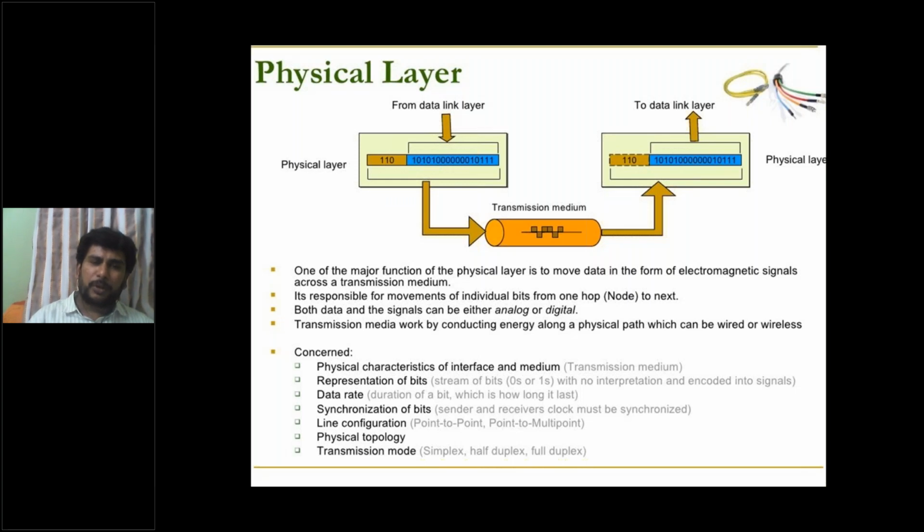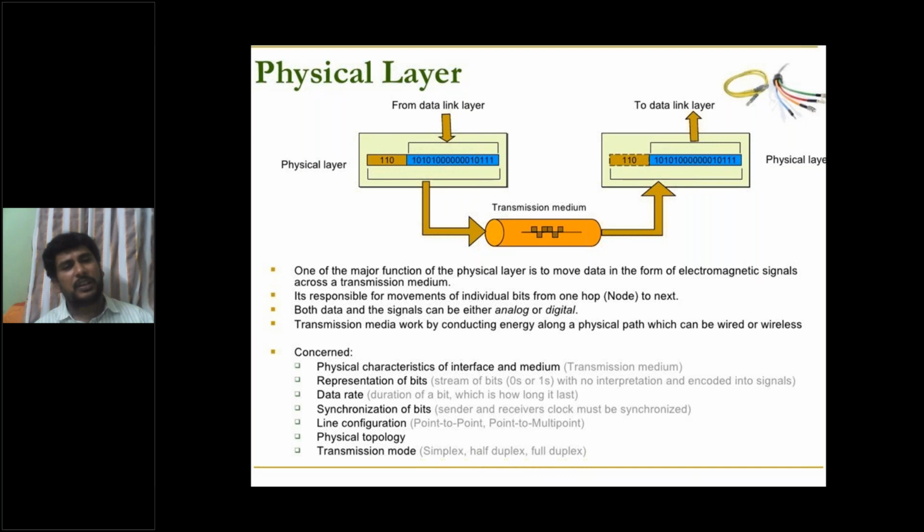As per the bottom-to-top approach, the first layer of the OSI model is called the physical layer. Now, the physical layer generally receives data from the data link layer. The data link layer transmits the data in the form of frames, which are received by the physical layer, and then these bits are converted into zeros and ones. It moves data in the form of electromagnetic waves across the transmission medium.